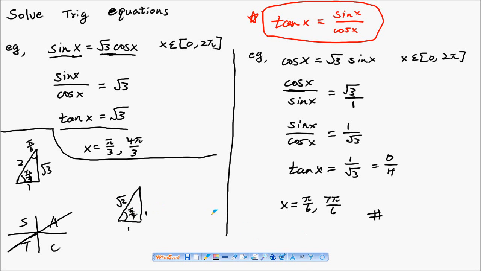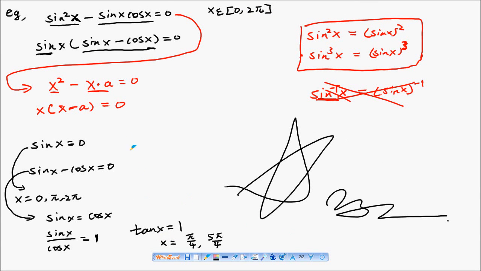Now the answer is 0, pi, 2 pi, and pi on 4, and 5 pi on 4. So there are 5 answers that satisfy this equation.